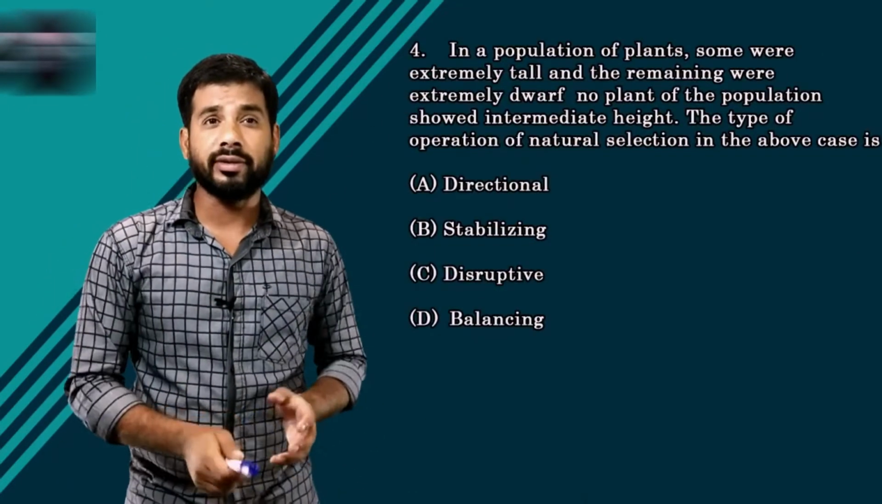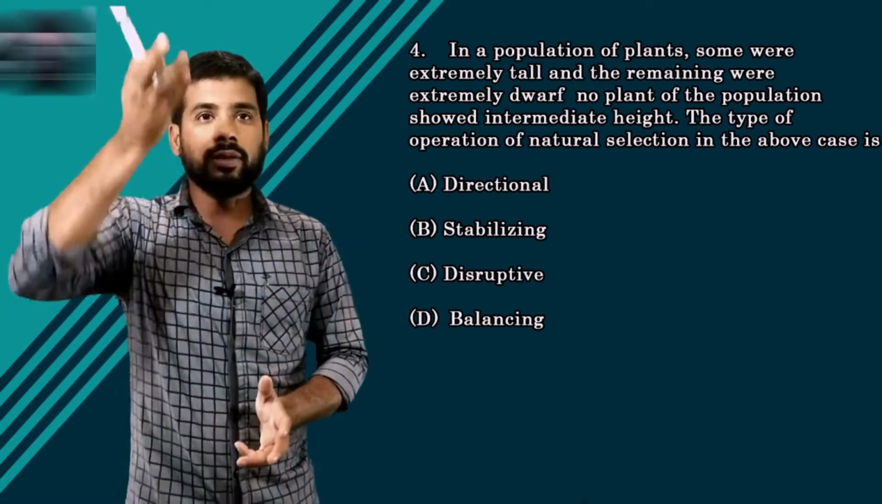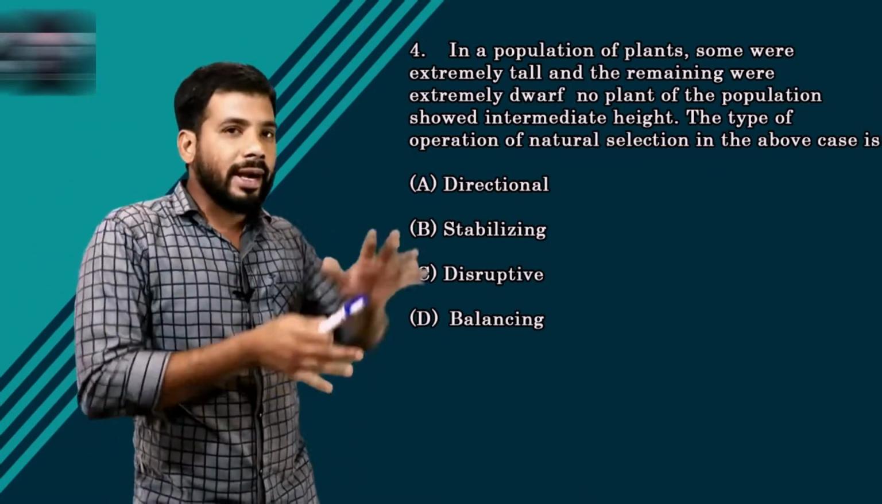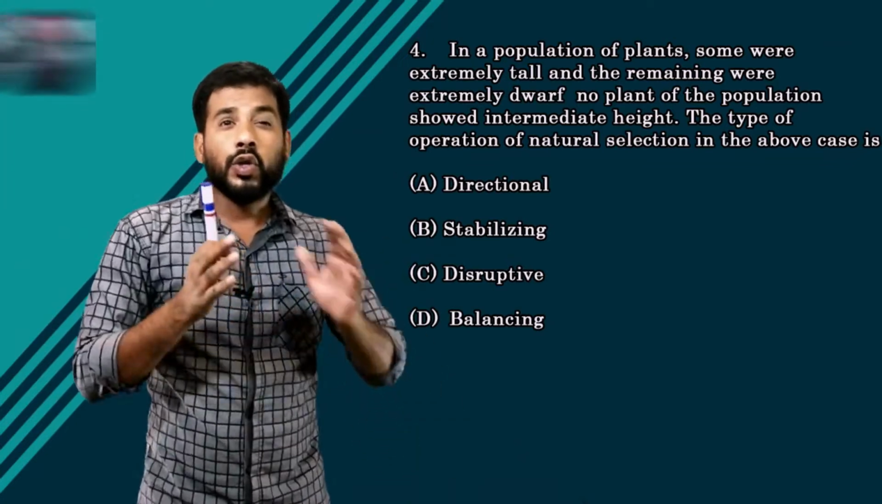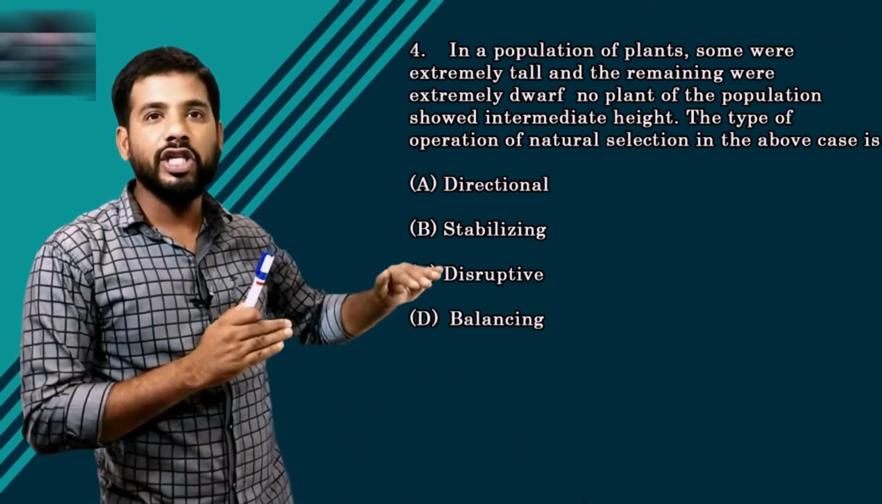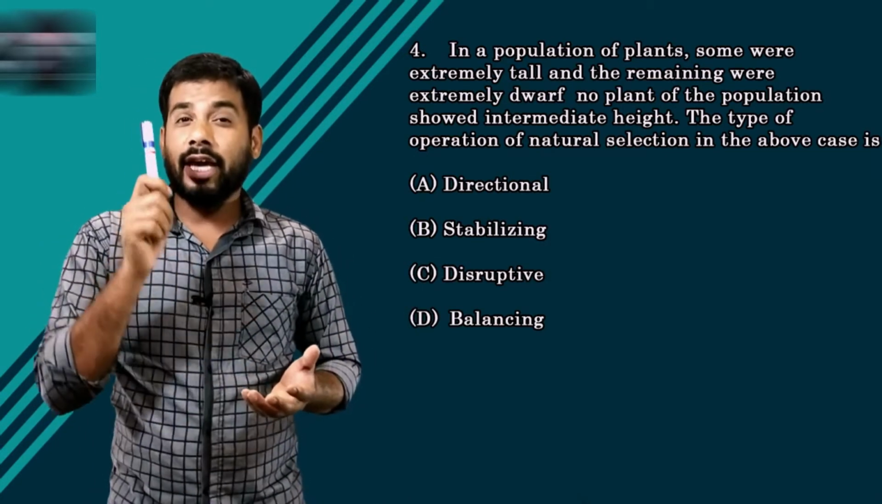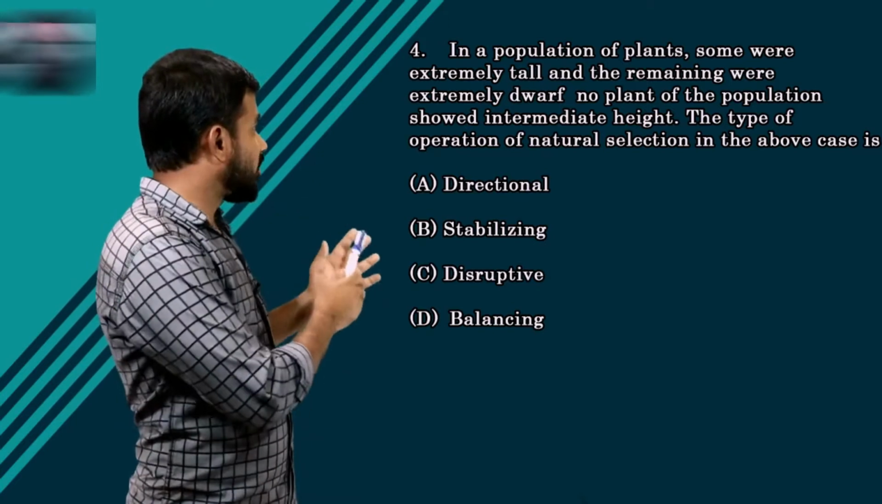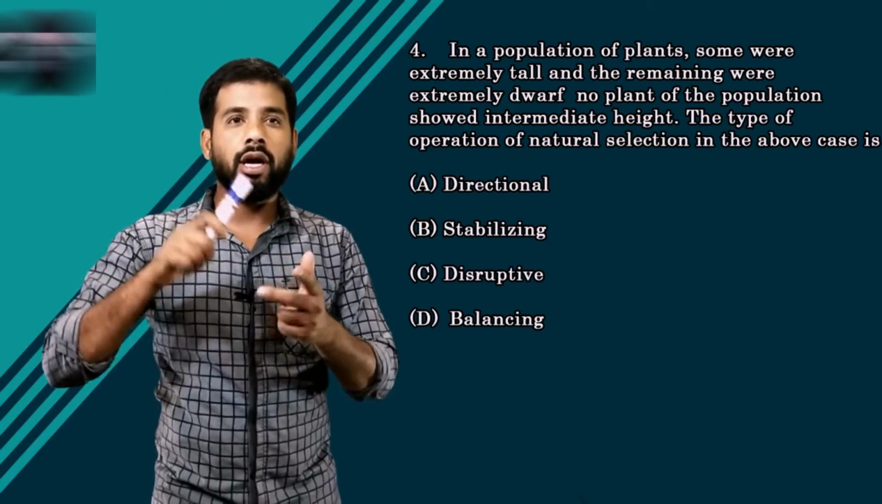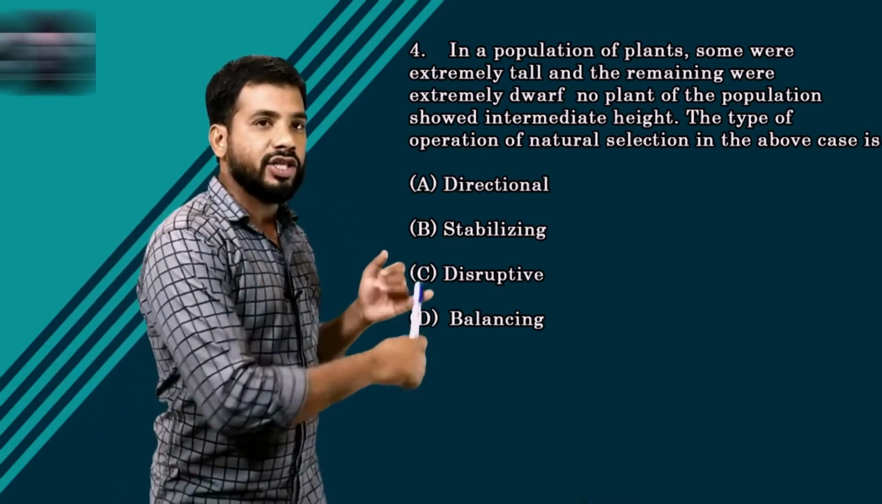So here in this question, in a population of plants, some were extremely tall and the remaining were extremely dwarf. No plant of the population showed intermediate height. The type of natural selection operating in the above case is, so there are 4 options. Option A directional, option B stabilizing, option C disruptive and option D balancing.